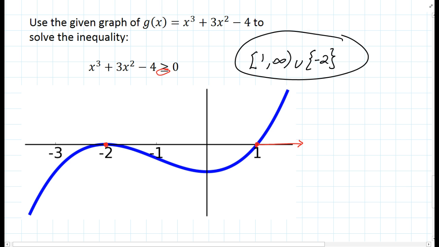All right? So there we go. In the next video, we're going to work on doing this without the graph.